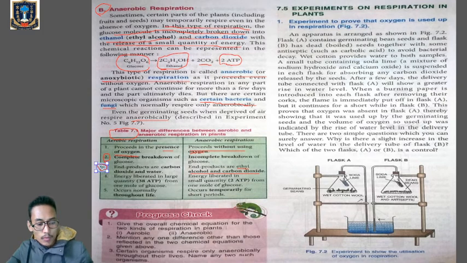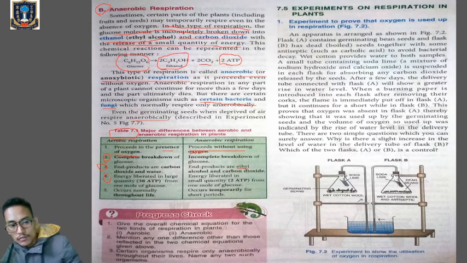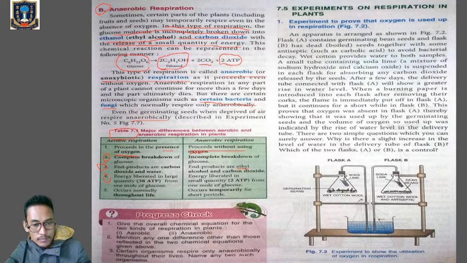Number 4, the amount of energy produced. Huge energy is produced in aerobic respiration: 38 molecules of ATP are produced from 1 mole of glucose. But in anaerobic respiration, from 1 mole of glucose, a small quantity of energy, that is 2 ATP, is produced. Aerobic respiration occurs normally throughout life, but anaerobic respiration occurs temporarily for a short period of time. So kindly go through the difference between aerobic respiration and anaerobic respiration.